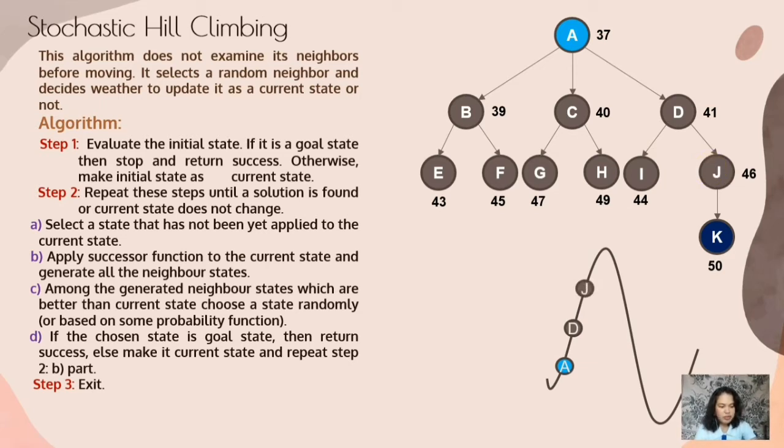Then there is J to compare, which is K. Then the value 50 is better than 46, so we can reach the goal state. That is stochastic hill climbing.